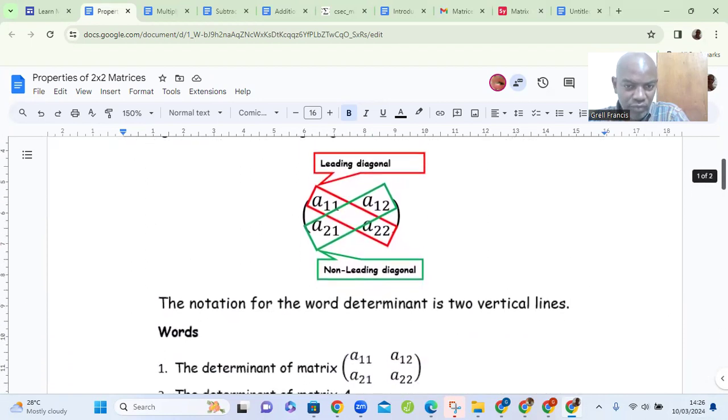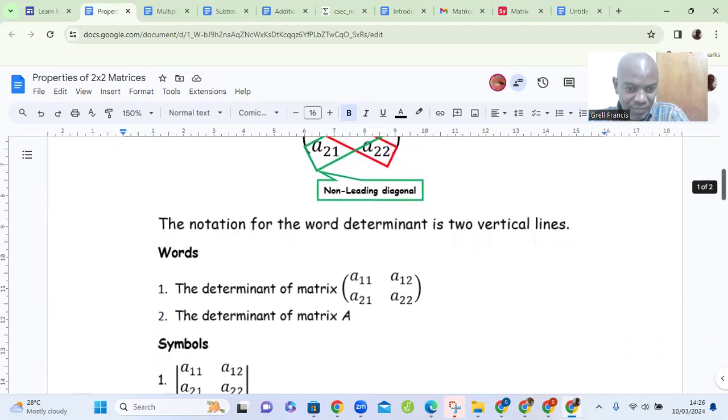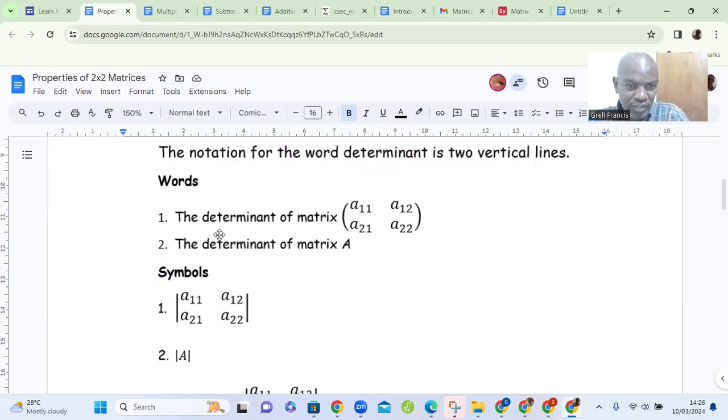So the notation for the word determinant is two vertical lines. So if you see a matrix with two vertical lines instead of curved brackets, you've got to say determinant. So in words, the determinant of this matrix, or you can say the determinant of matrix A, and symbolically, that's how it is written. So when you see this, you must not see the matrix. This is not the matrix. This is the determinant of that matrix.